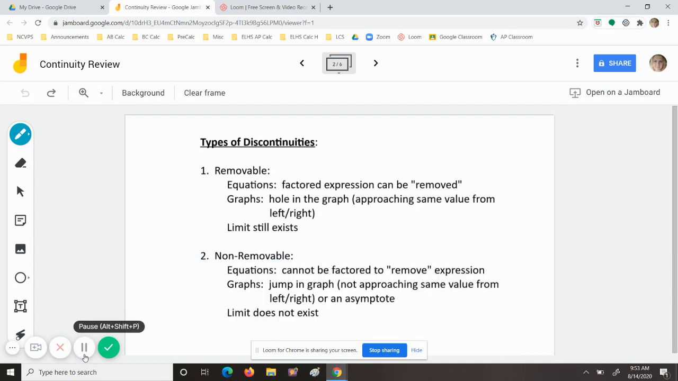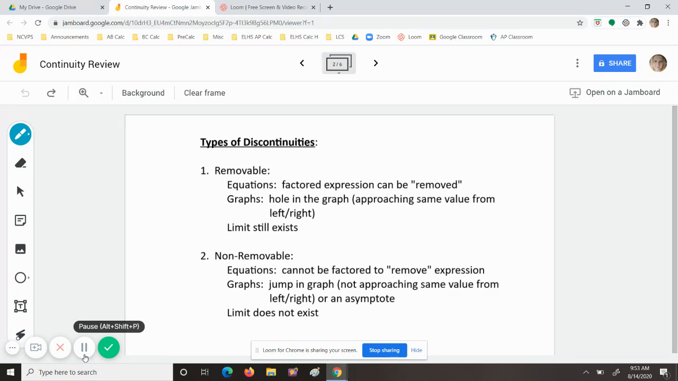Back to the 2 different types of discontinuities. We have removable and non-removable. Okay. Removable discontinuities, I've tried to put a little reminder for each of the different types you might see. If we're talking about an equation, then this is something where you might have the factored expression where you can remove a factor out and still take the limit, which is another very important part about removable discontinuity.